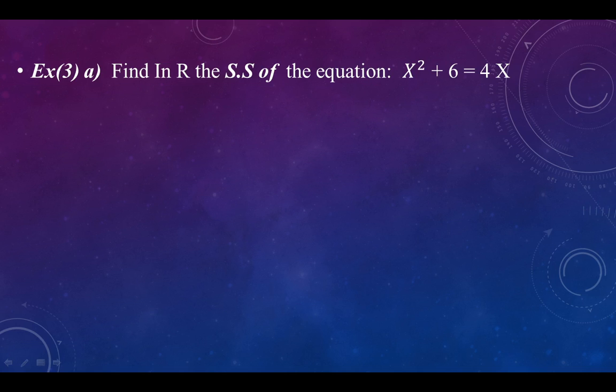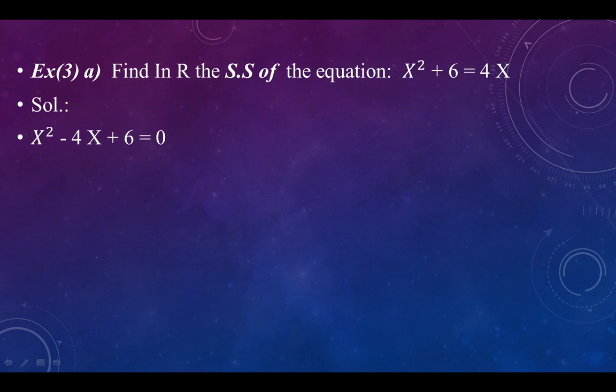Find in R the solution set of the equation x power 2 plus 6 equals 4x. Here we have to put it in the standard form first. Okay, solution. 4x will go to the other side, so we have x power 2 minus 4x plus 6 equals 0. Here we put the equation in the standard form.